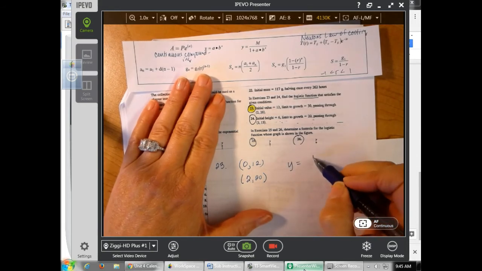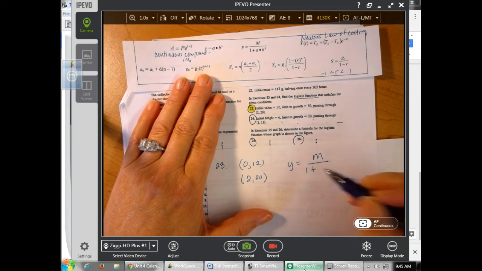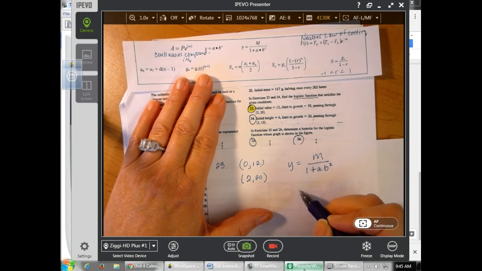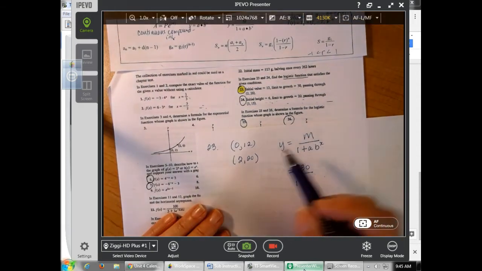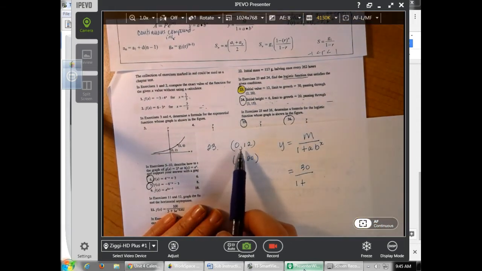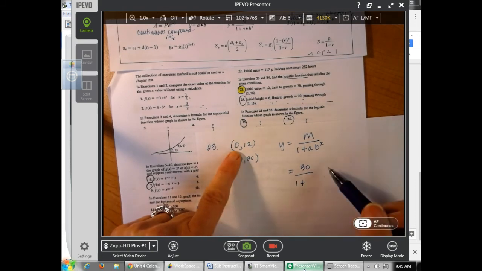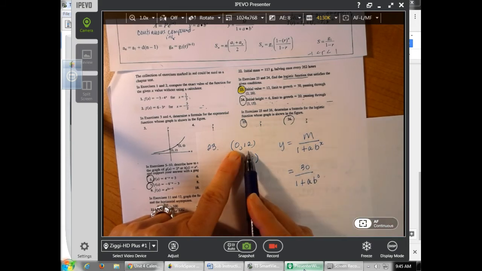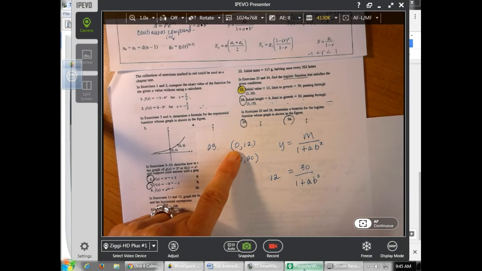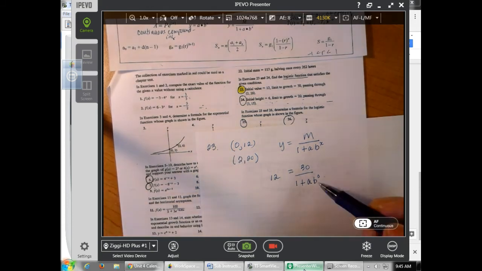So y is equal to the maximum, whatever it is you're growing or increasing, over 1 plus a times b to the x. So in this problem, the maximum is going to be 30, 1 plus, and a and b are my unknowns. But every time you'll be given this situation where you have an initial amount where basically your x is 0. So when I do a times b to the 0, it equals the y of 12, okay?